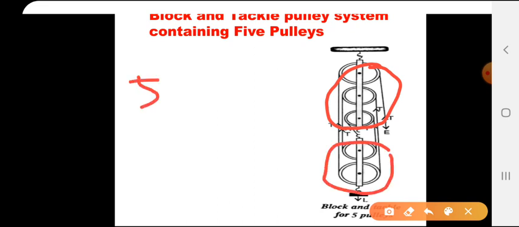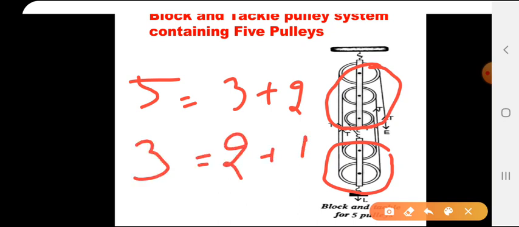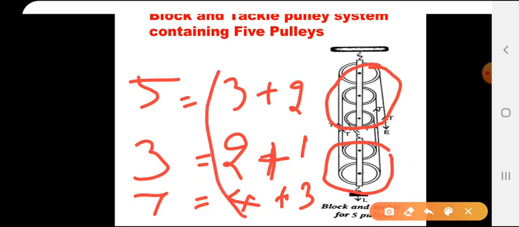Suppose there are 5 pulleys, as in this example, it should be 3 in the block and 2 in the tackle. Suppose there are 3 pulleys, then it should be 2 in the block and 1 in the tackle. 2 should be fixed and 1 should be movable. Suppose there are 7 pulleys, then 4 in the block and 3 in the tackle. Always the block has 1 more pulley. 3 plus 1 is 4, 2 plus 1 is 3, so it is total 7. Yes or no?